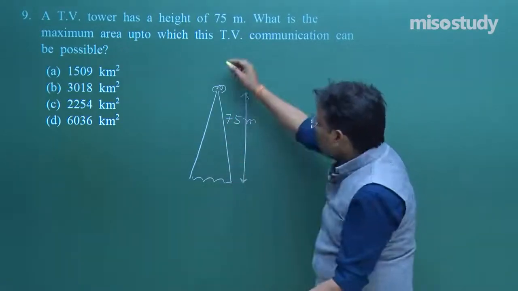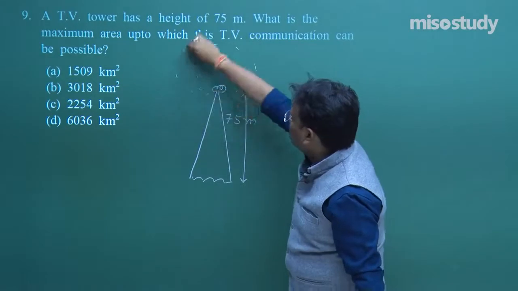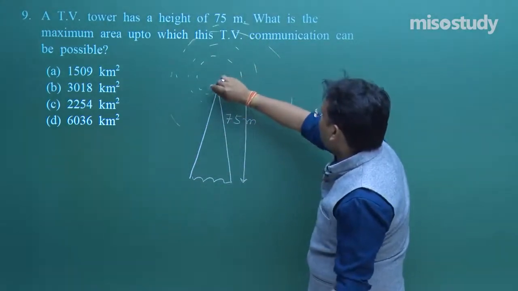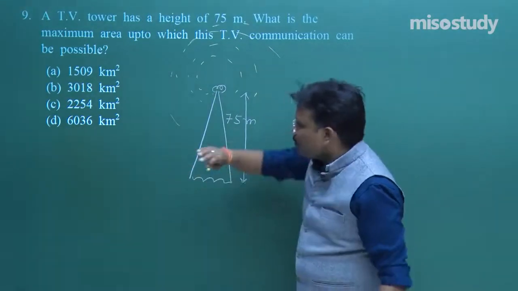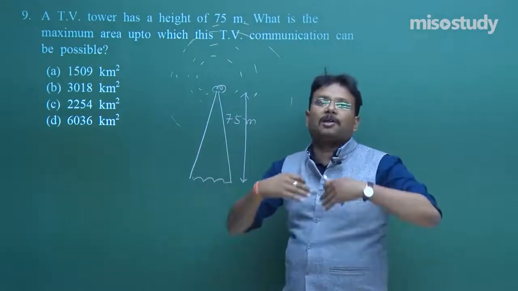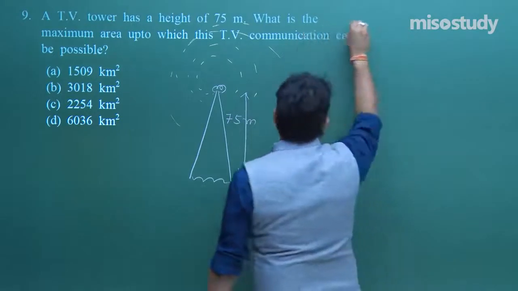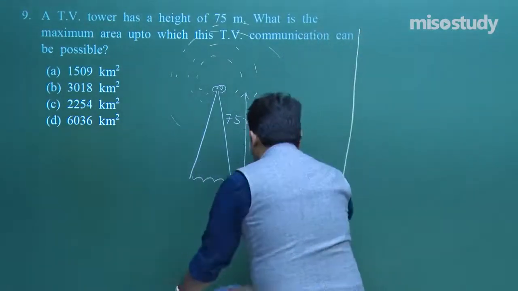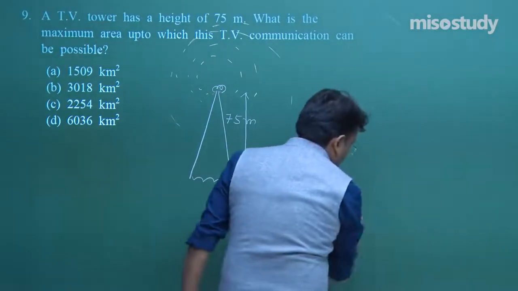So this is the situation, and what will happen? This TV tower will transmit like this. These waves will come. You just want to find the area. Due to the curvature of the earth, it is not possible to transmit over a very long distance. So let us find what exactly the problem is, and that is why I created this.